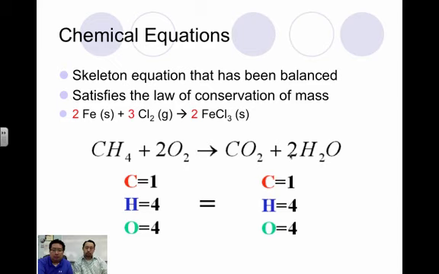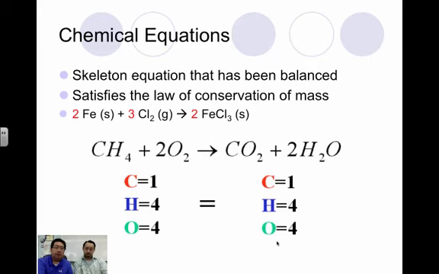2 times 2 is 4 hydrogens here. This 2 multiplies all the way through. We also have 2 times 2 is 4 oxygens on the left-hand side. 2 plus, remember this 2 multiplies to this, because it means 2 waters, not just 2 H2s. We always end up with 4 on both sides. And we'll talk in a moment about how you actually do this in a systematic way.